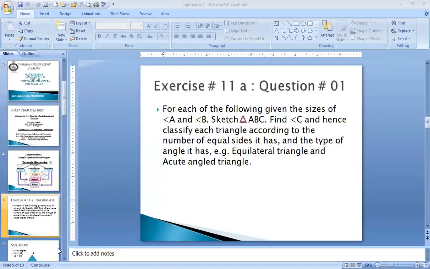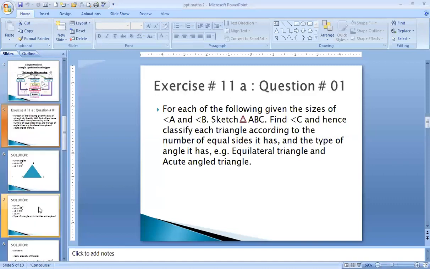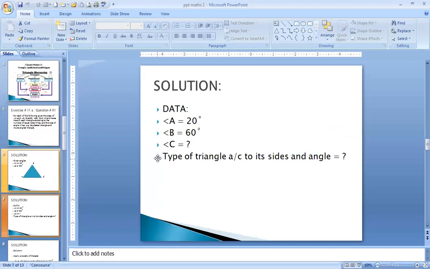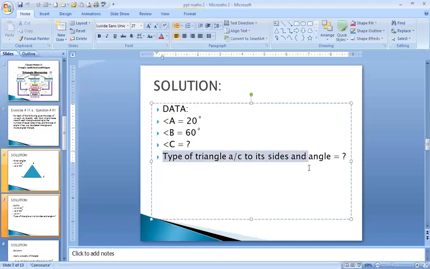Okay, then now I am going to solve my question with the help of this property. The data of my question includes angle A equals 20 degrees, angle B equals 60 degrees, and angle C value is unknown. Also, the type of triangle according to its sides and angles is unknown.